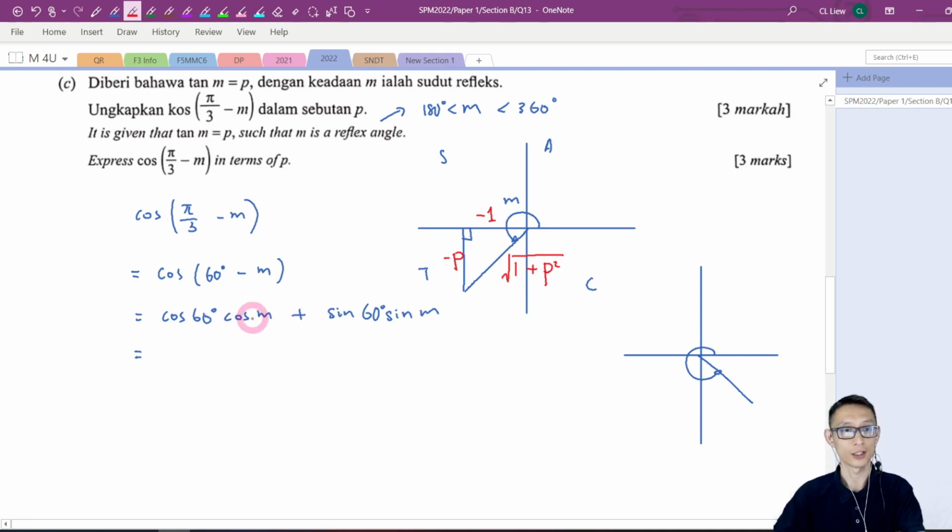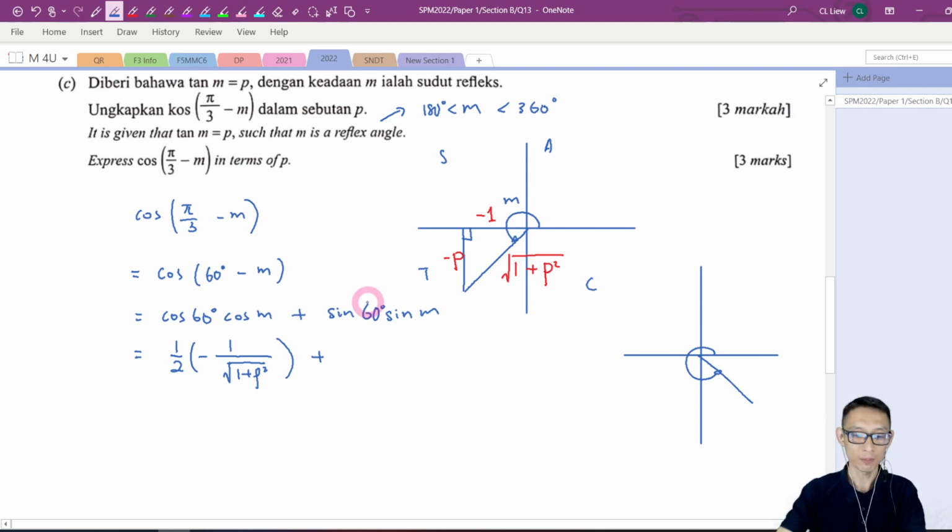I can start to solve this one. Cosine 60 degrees, you can press your calculator. Cosine 60 degrees is equal to 1 over 2. This is cosine M, okay. Now, CAH. This will be negative 1 over the square root of 1 plus P squared. Plus sine 60 degrees, press your calculator, or you can use a triangle to help you. This is square root 3 over 2. And how about sine M? SOH. Opposite divided by hypotenuse.